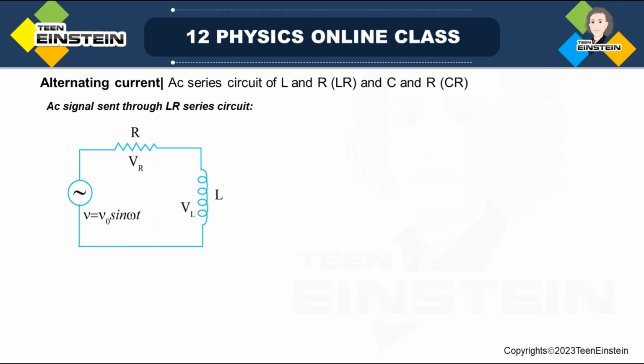So let us see here in this circuit diagram. I have resistor R, which is the resistance here, and an inductor coil having inductance L, which are connected in series. And you can see this is the AC source, which is sending a signal of V is equal to V0 sin omega t. So this is a sinusoidal signal, and the frequency of that signal is omega.